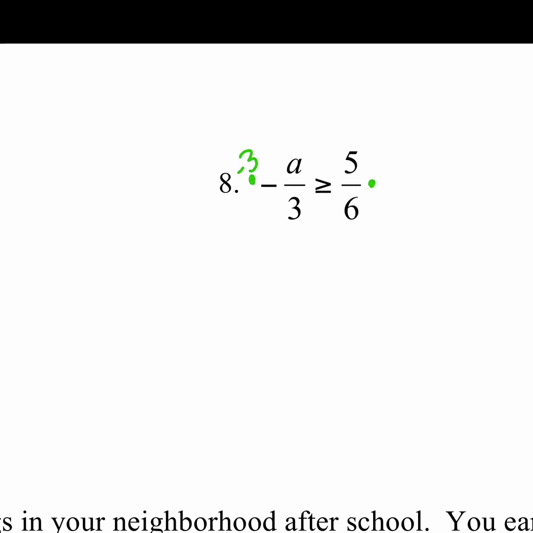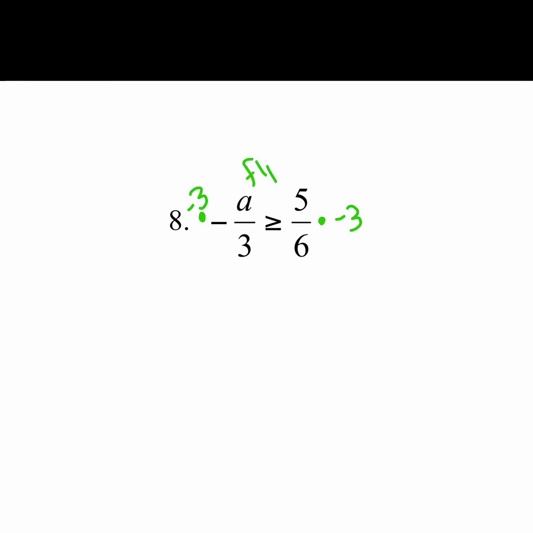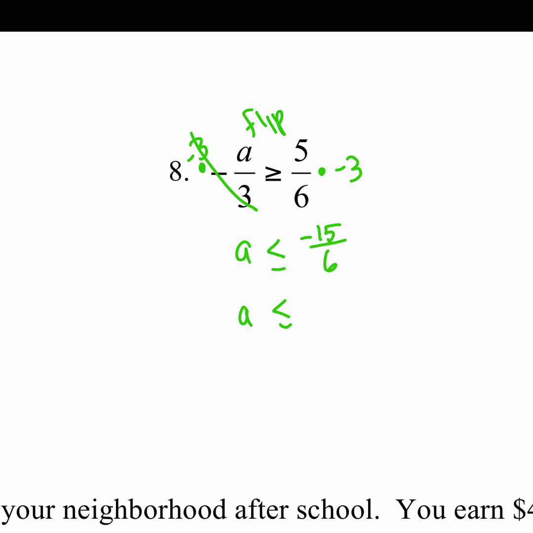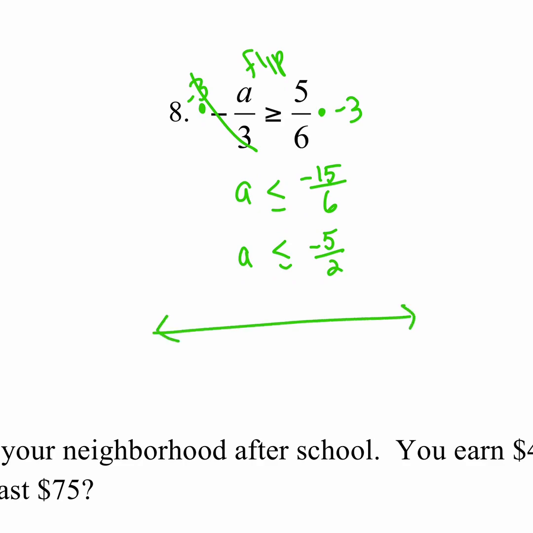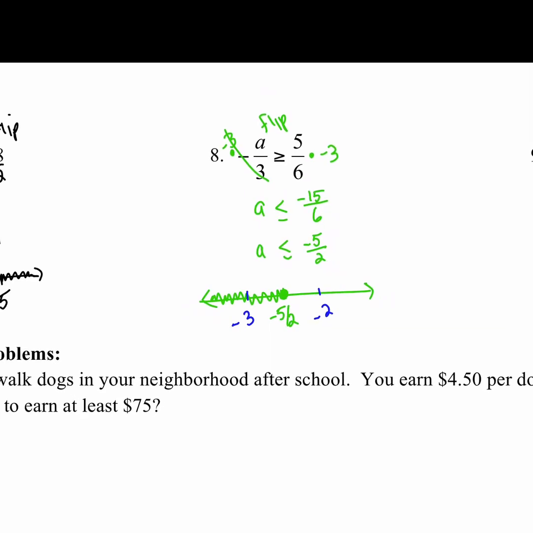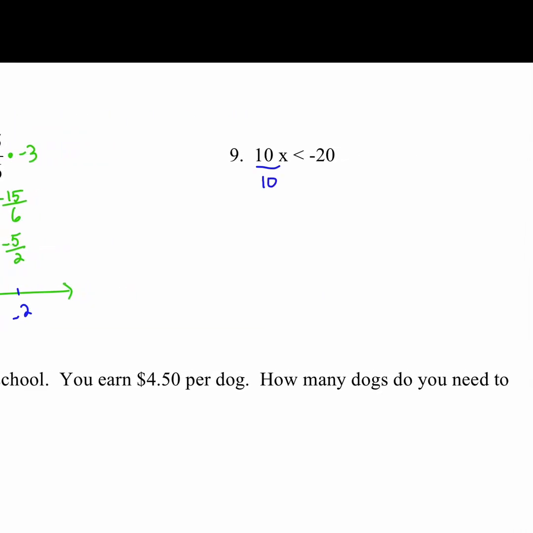Multiply both sides by -3. Write the word flip. So a is less than or equal to -15 over 6, which reduces to 5 over 2. Close circle, shading to the left. Divide by 10. Again, I'm not dividing by a negative, so I do not need to flip my sign.